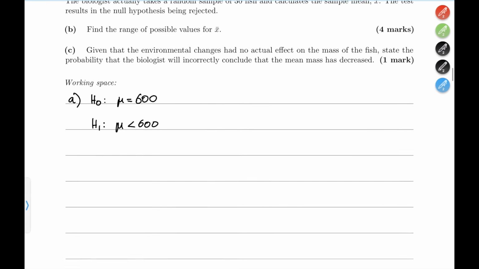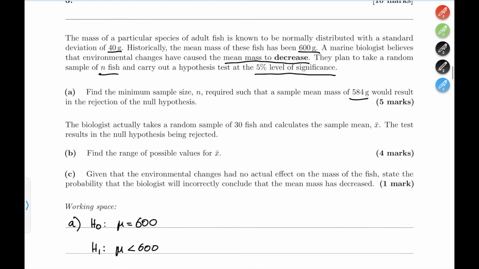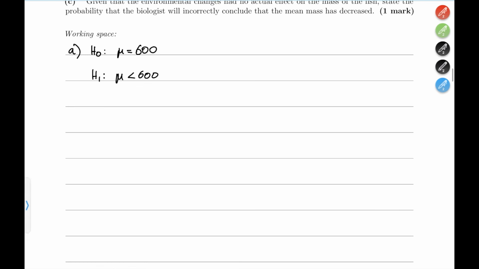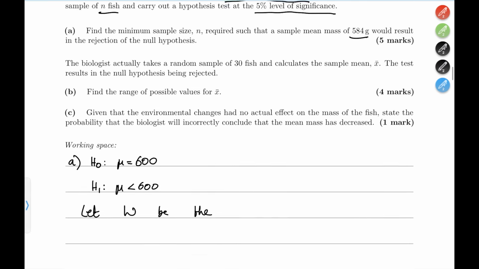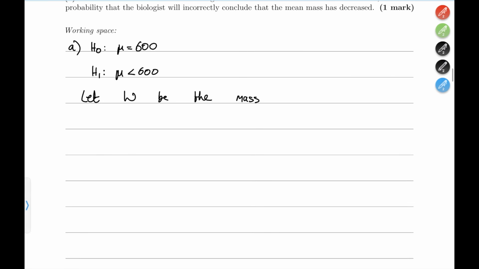So we're going to have to use some standardization here. Let's first of all define our variable. Let W be the, what does it say? The mass of the particular adult species.